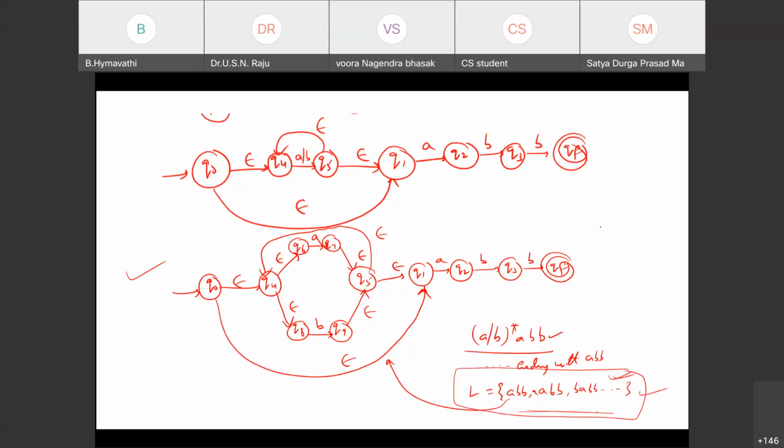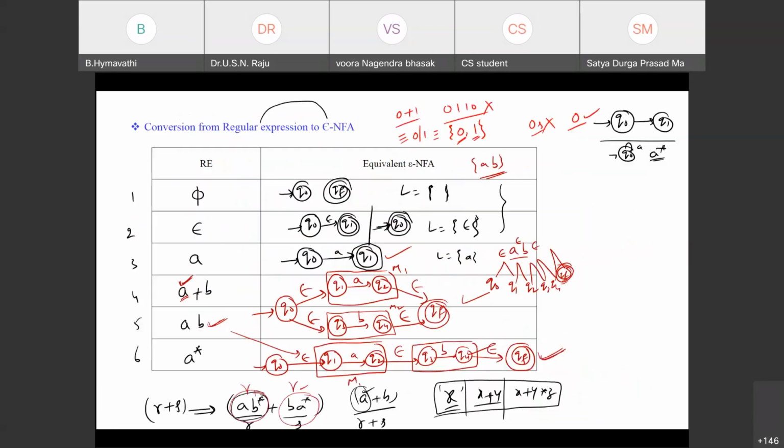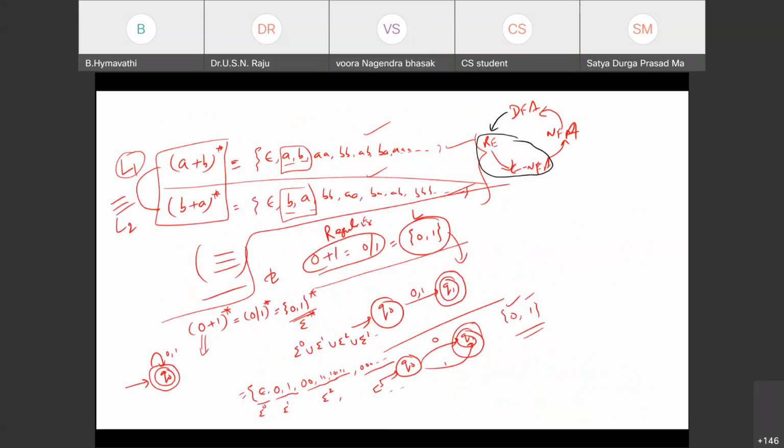Somebody asked which one is more powerful with respect to language. Our answer is the same in all these conversions. DFA, NFA, epsilon-NFA, regular expression, they are just different representations of the given language or that model. But with respect to the language accepted, they are exactly the same.